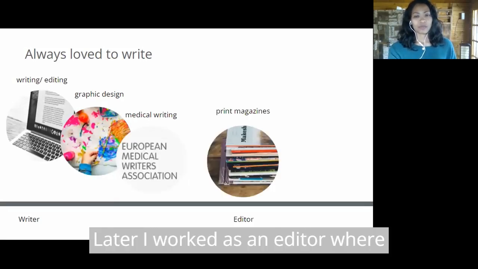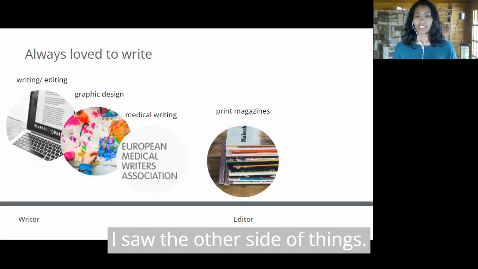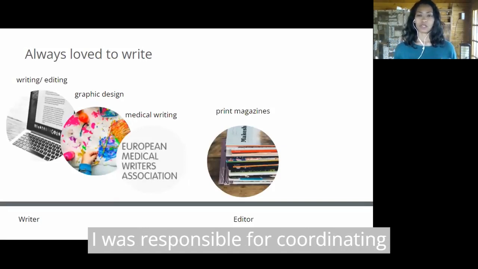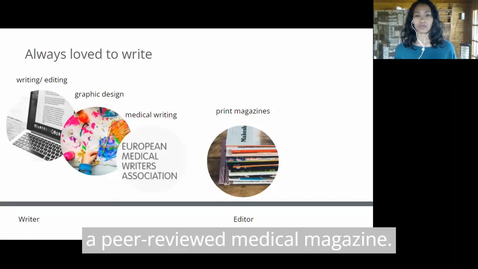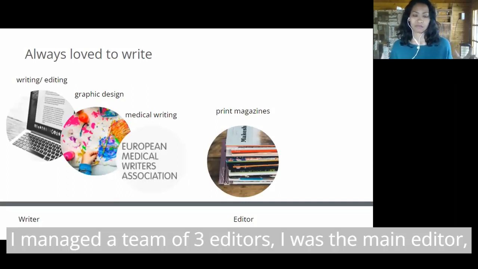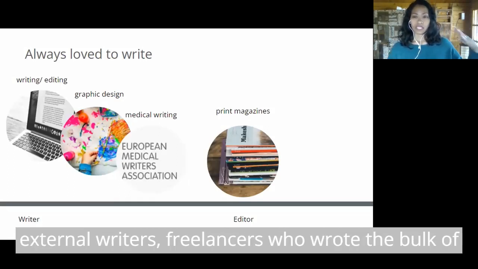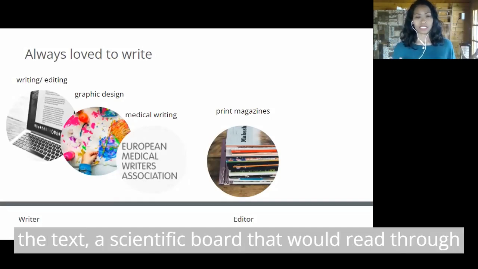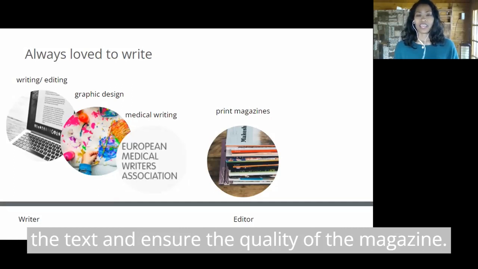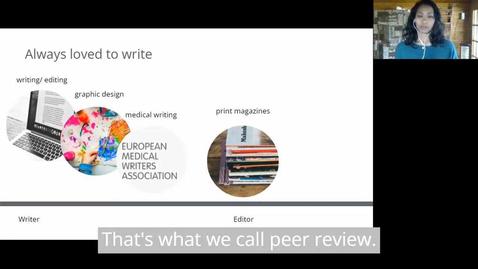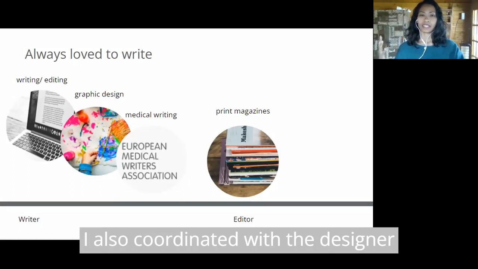Later, I worked as an editor, where I saw the other side of things. I was responsible for coordinating a peer-reviewed medical magazine, so to speak, and I managed a team of 3 editors. I was the main editor. We were responsible for coordinating between external writers, freelancers who wrote the bulk of the text, and a scientific board that would read through the text and ensure the quality of the magazine. That's what we call peer review.